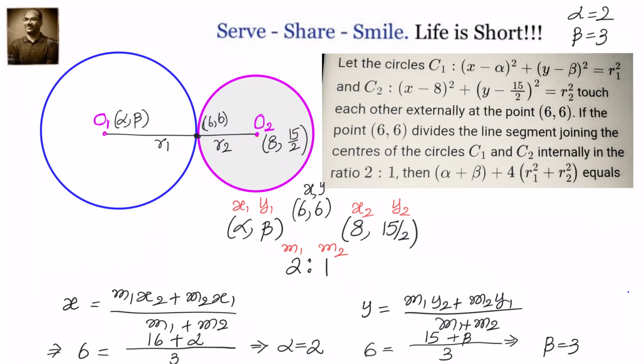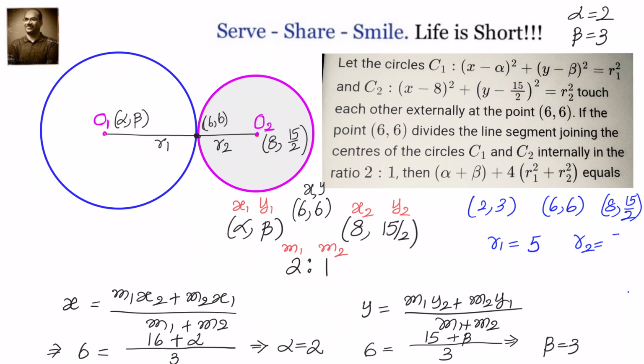We can easily calculate the r1, r2 values now by using the distance between 2 points formula. We get r1 equals 5. So obviously r2 will then be 5 by 2, because we know r1 is to r2 is 2:1. Once we have alpha is 2, beta is 3, r1 equals 5 and r2 equals 5 by 2, it's just simply substituting.